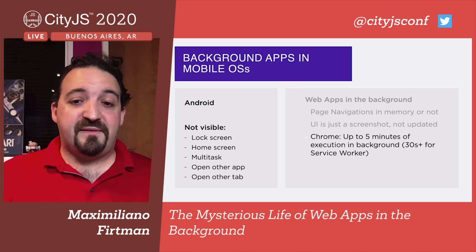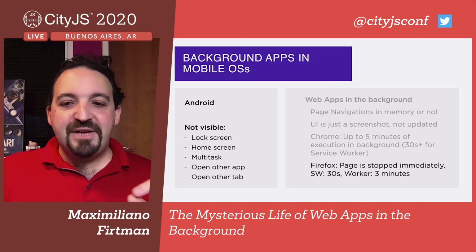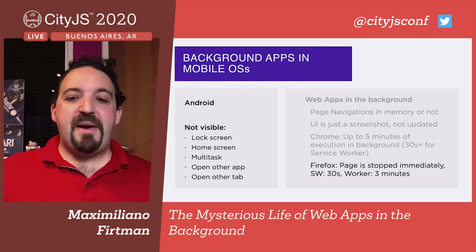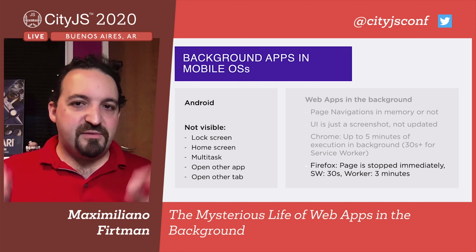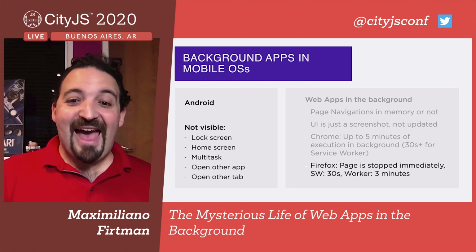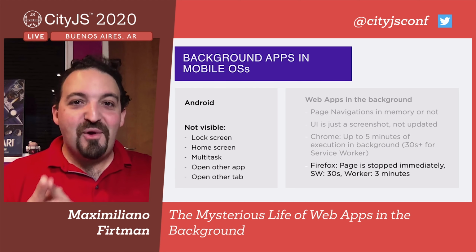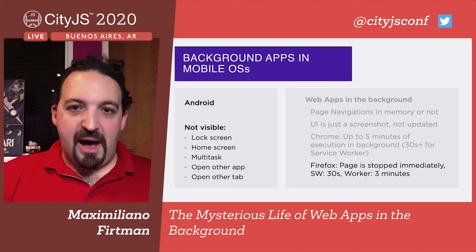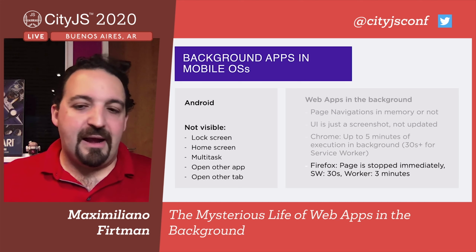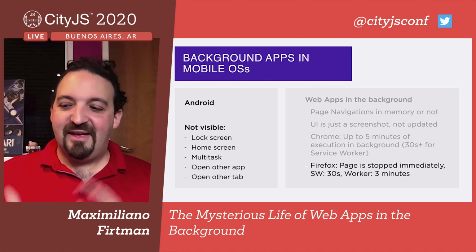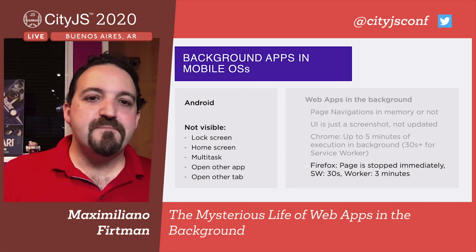If you're using other browsers, for example Firefox, the page is stopped immediately. So on Firefox, when you go to the background, the page is stopped immediately, with your timers, with everything you have there. But the service worker will have 30 seconds, and the worker thread will have 3 minutes in the background. So on Firefox on Android, if you need to do something in the background, like updating data, it should be done in the worker, not in the main context, because that is stopped immediately.